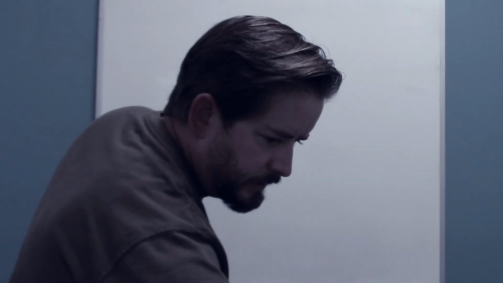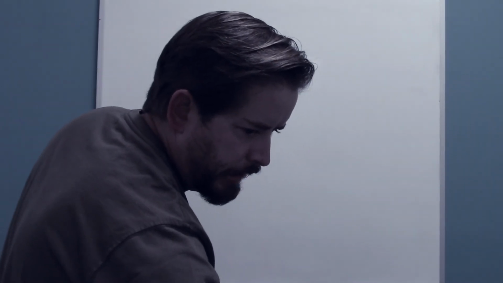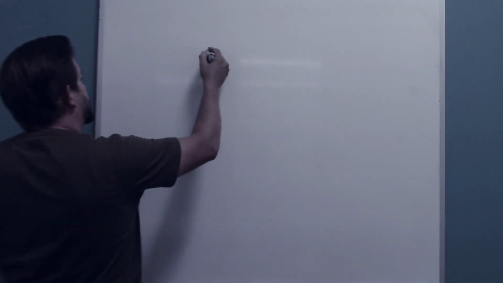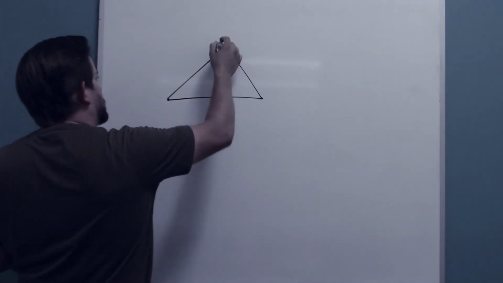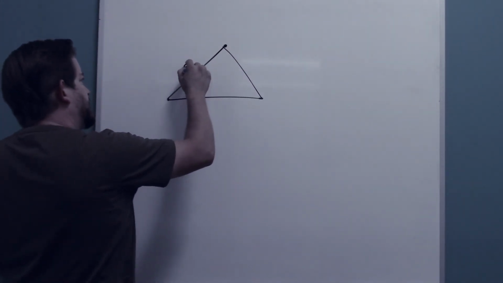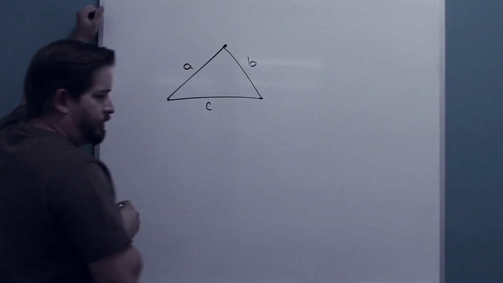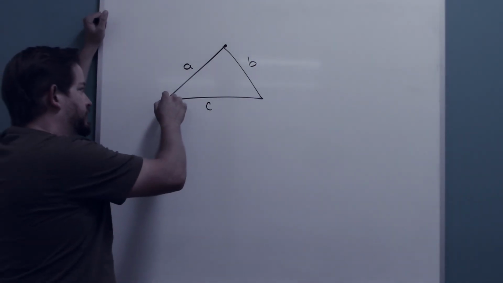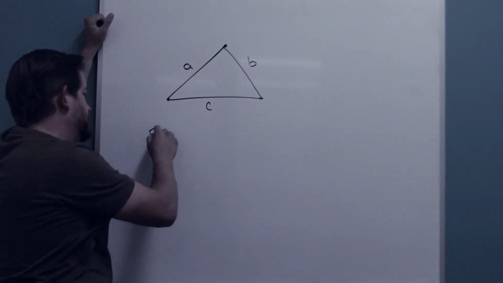Let's go back to perimeter for a moment. Let's talk about a triangle. Let's say a triangle has sides A, B, and C. Then the perimeter, you can see this, if you start at one corner and walk around, you get A, and then you get B, and then you get C.